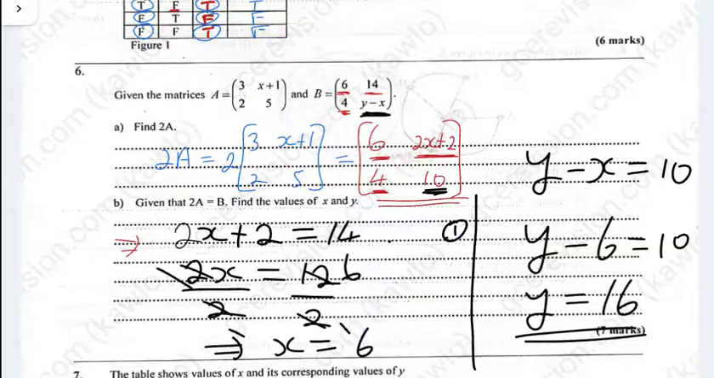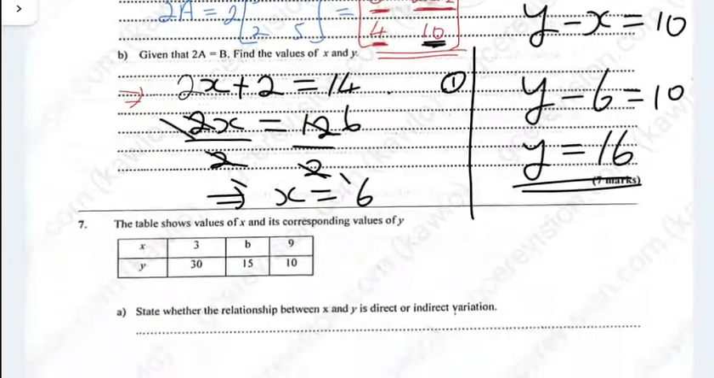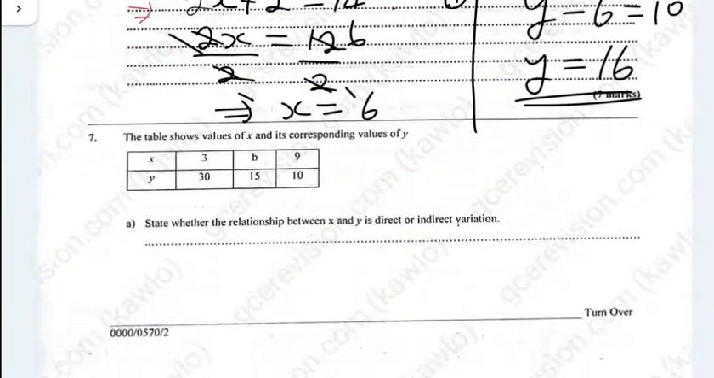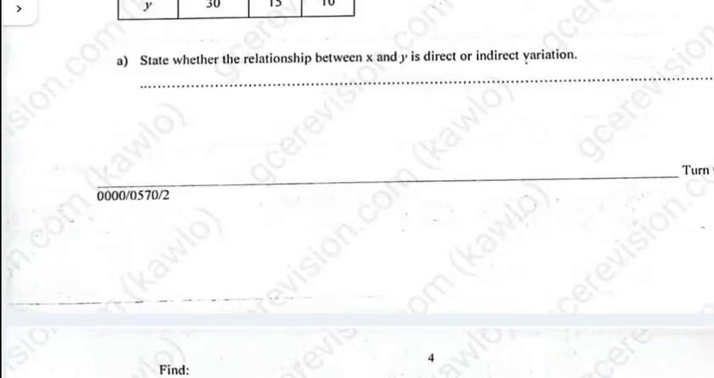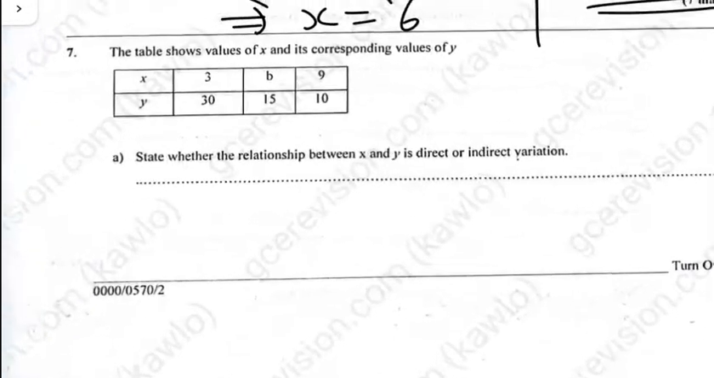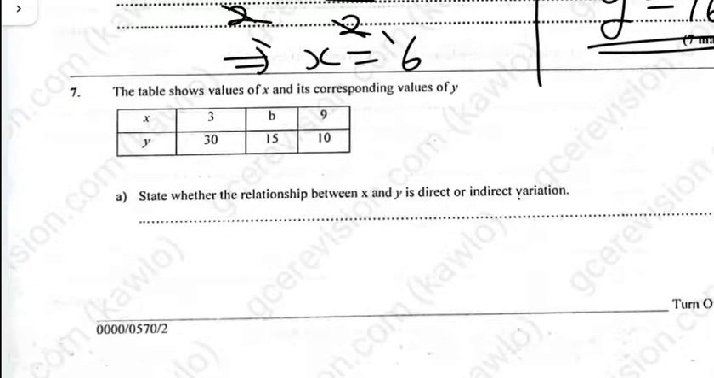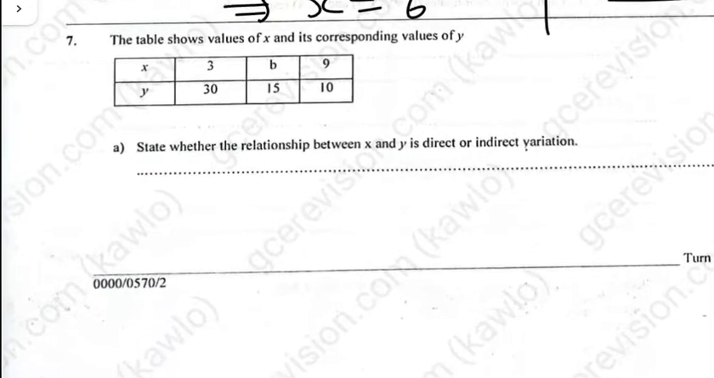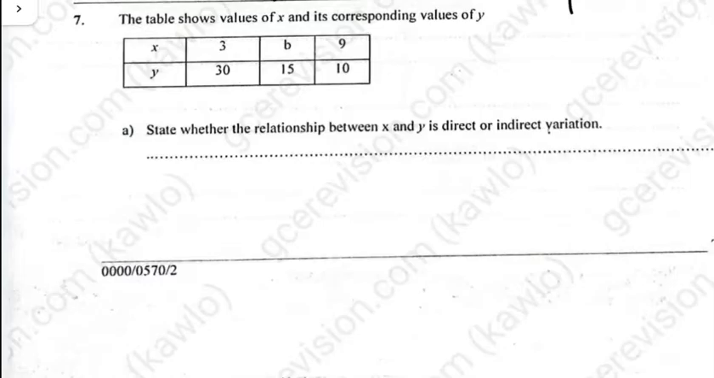Question 7. Question 7 is on proportion and variation. So question 7 reads, the table shows values of x and its corresponding values of y. So we have x having values 3, b and 9, and y you have 30, 15 and 10.